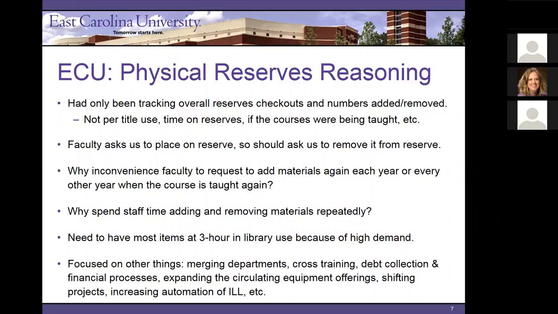And quite frankly, we were focused on other things the past few years. We merged the departments, we were doing cross-training, we had to completely revamp all of our financial processes and reporting and go after debt going back 20 years, according to the university. And then a whole bunch of other things. And course reserves was not a high priority because it seemed to be doing okay just looking at the stats we were looking at.